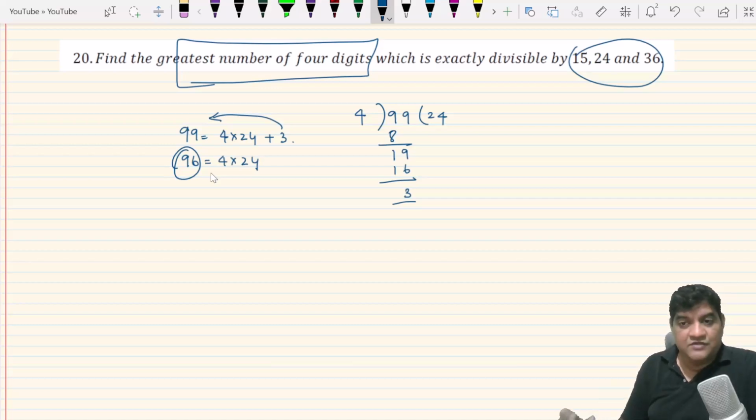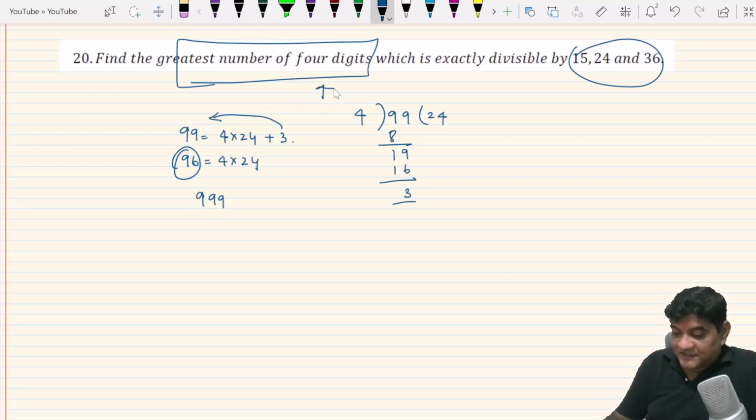What if I ask you for the greatest three-digit number which is divisible by 4? Well, you go for 999. You repeat the same process: A is equal to bq plus r, and then you subtract the remainder. You should get the number. So that's what we're going to do with the greatest four-digit number here.